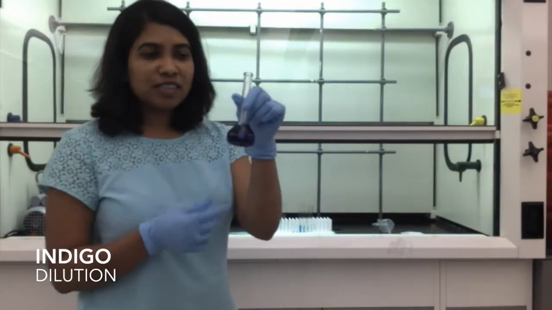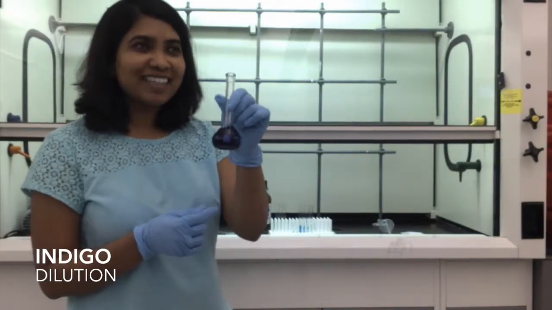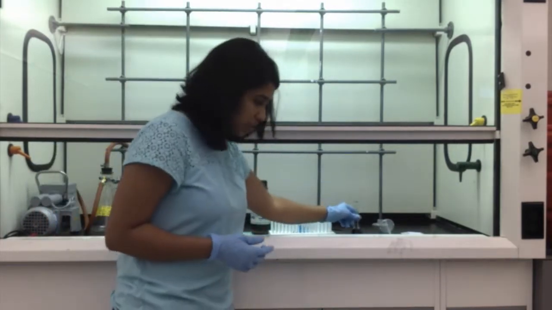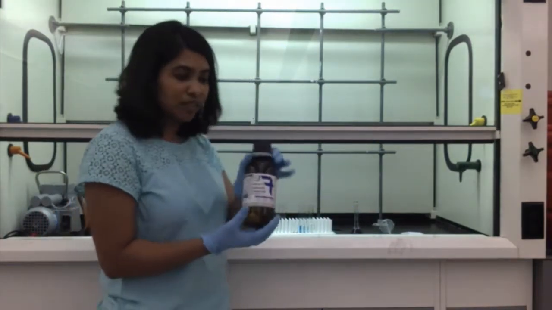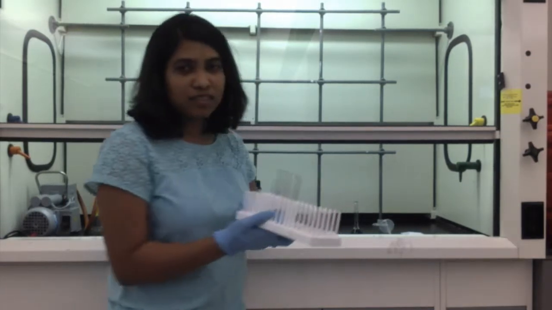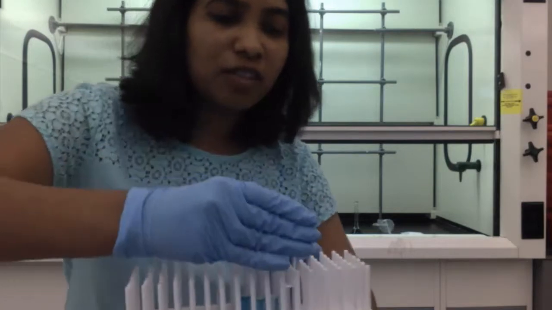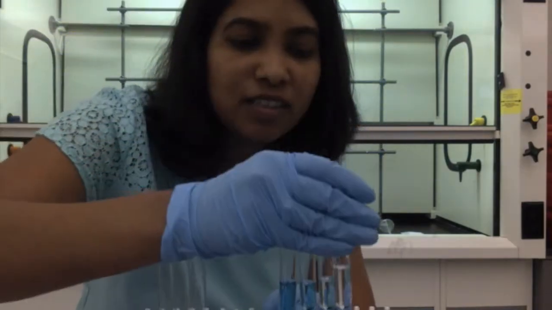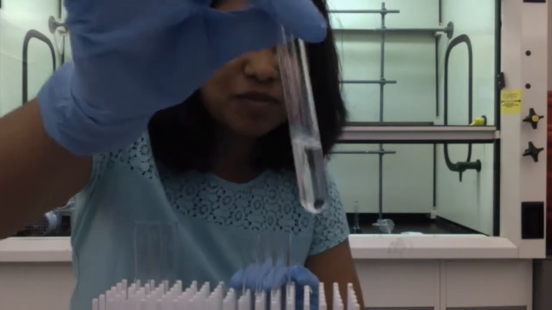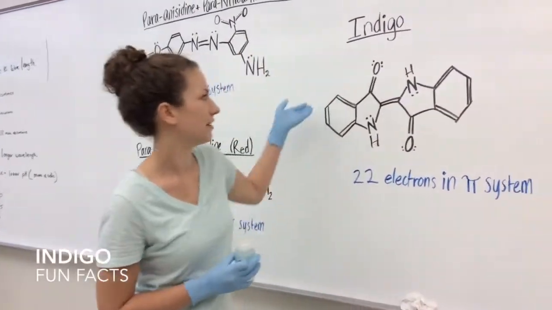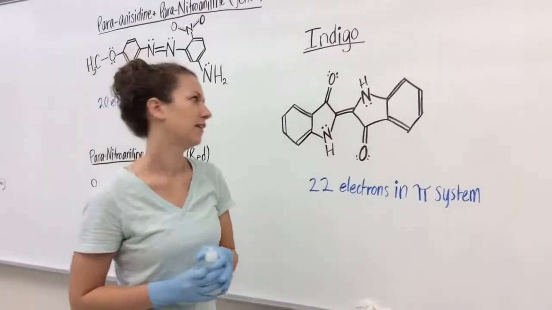Hi, so this is the indigo dye. It was not dissolving in water, so we used dimethyl sulfoxide to dissolve it, and then we did a dilution over here. The dilutions are serial dilutions. You can see the concentration increases, starting with the blank, which is 0. I'm just going to give some fun facts about our indigo right here in the structure.